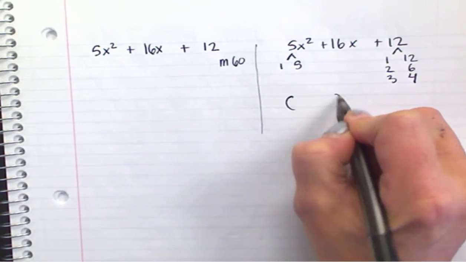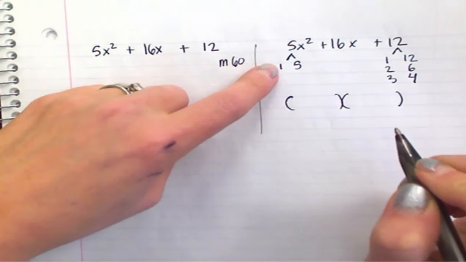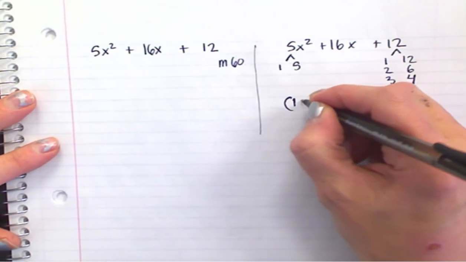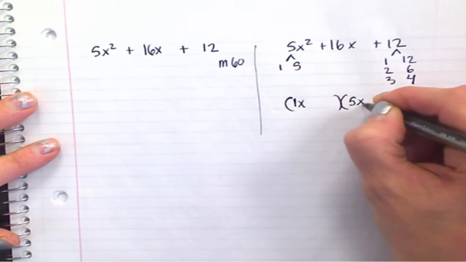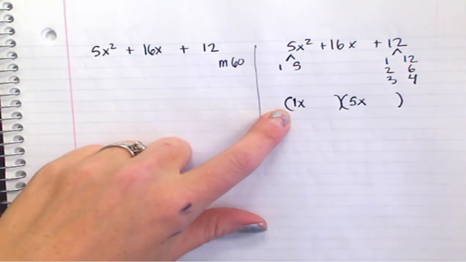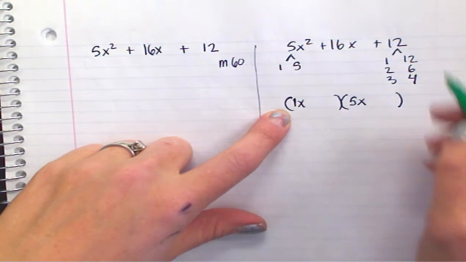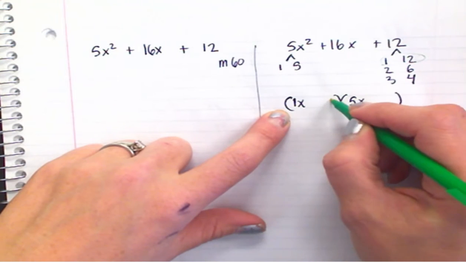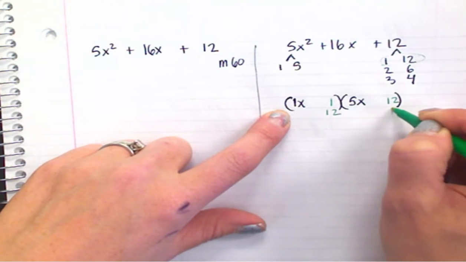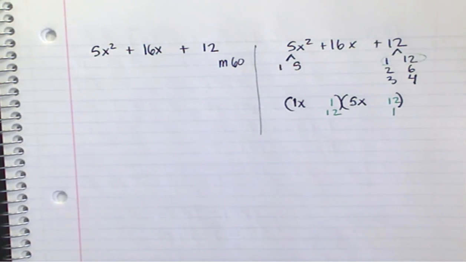So I'm going to write down my parentheses. And I do have a prime number, so I'm going to start by placing the limited number of choices here. 1x and 5x. It does not matter which one has the 1 and which one has the 5. All right? Try the other choices. Okay, so 1 and 12. And I don't want to rewrite it. I have to try them in both orders.